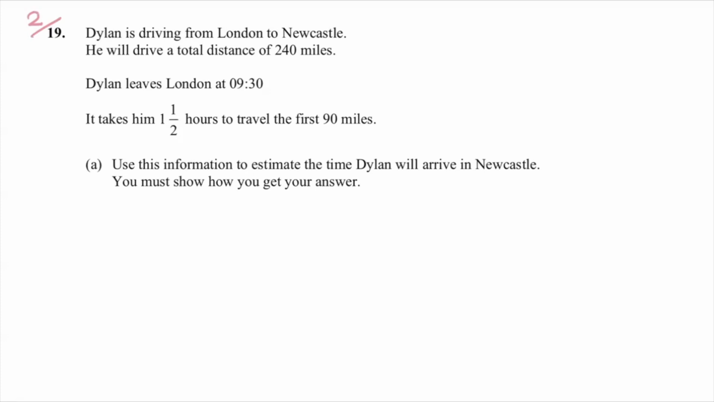We've got a crossover question here. Dylan is driving from London to Newcastle. He will drive a total distance of 240 miles. He's leaving at 9:30. And then we're given some information about that journey. So what we're going to do is we're going to build a picture of this before we do anything else. So I know that it's London to Newcastle. I know he's leaving at 9:30. It's a total distance of 240 miles.